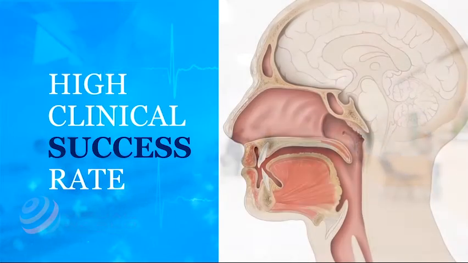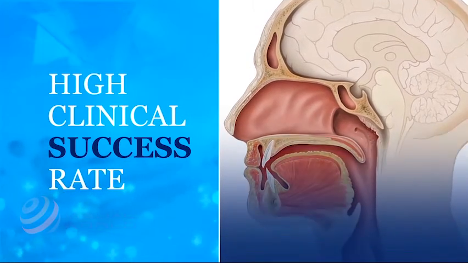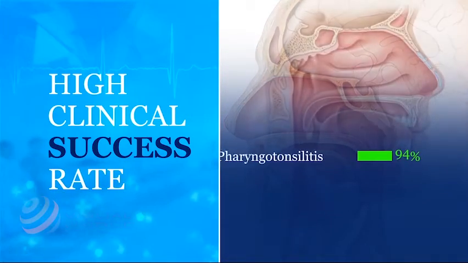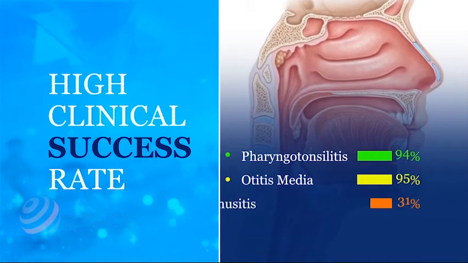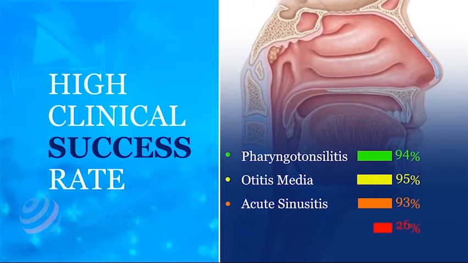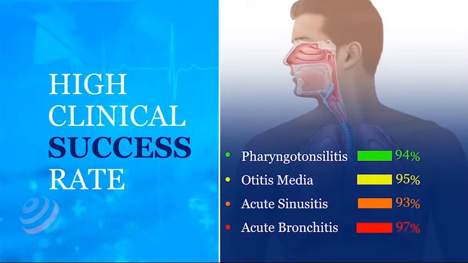High clinical success rate. Ceclor is proven to be an ideal therapy in upper respiratory tract infections, and its prominent cure rate is 94% in pharyngotonsillitis, 95% in otitis media, 93% in acute sinusitis, and 97% in acute bronchitis.